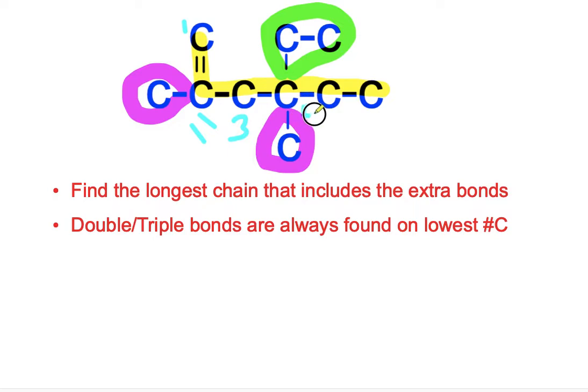3, 4. That's supposed to be 5. And then 6. I'm trying to use a highlighter here. So if we look at that, I have a branch on the 2. I have a branch on the 4. I have another branch on the 4.